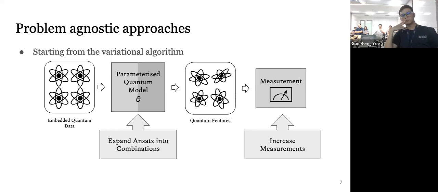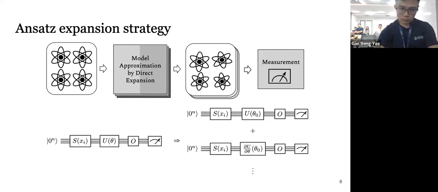Starting from the variational algorithm, which is familiar, we have some embedded quantum data. We transform these data by some parameterized quantum model to some quantum features, and then we do some measurements. This is basically the outline of the variational algorithm. So how do we convert it to the post-variational algorithm? There are two ways. The first way is to expand this ansatz into different combinations of other ansatz. The second way is to measure on different types of observables. The first idea is to expand this directly, what we call the ansatz expansion strategy.